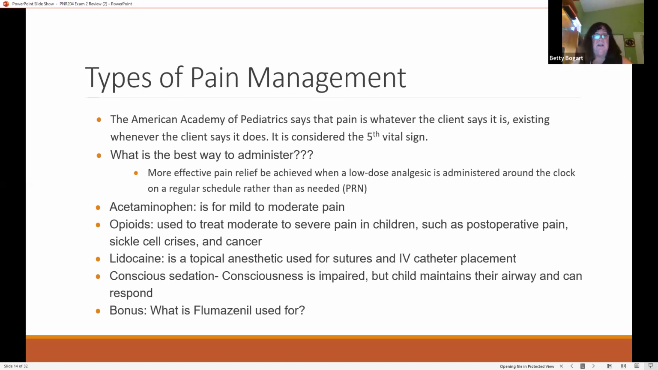Remember, conscious sedation. If the kid has his own airway, that's when they're going to do things, but they're asleep. Flumazenil is the reversal, right? Benzodiazepines, that's the reversal that you use. What do you use for opioids? Narcan.